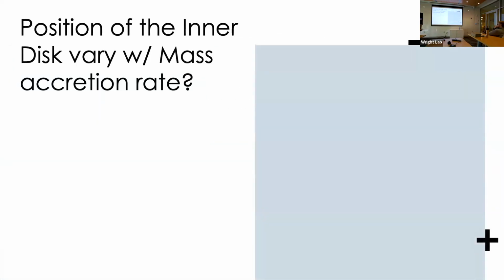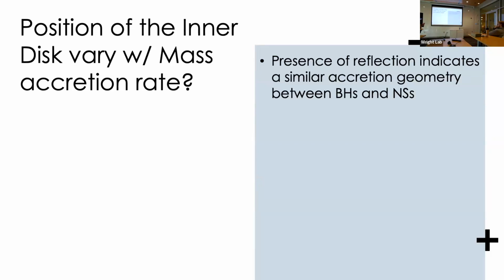One thing we can look into is how the position of the innermost region of the accretion disk changes as a function of mass accretion rate. So the presence of reflection features inside these neutron star systems suggests that there must be some kind of similar accretion geometry occurring between black hole systems and neutron stars. Reflection, these iron line features were first discovered in AGN in the 80s, and then not till recently in the early 2000s for stellar mass black holes in our own galaxy. And then it wasn't until about 2007 that they were found for neutron star systems.